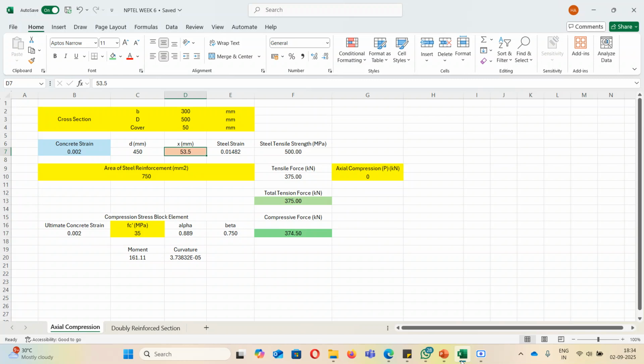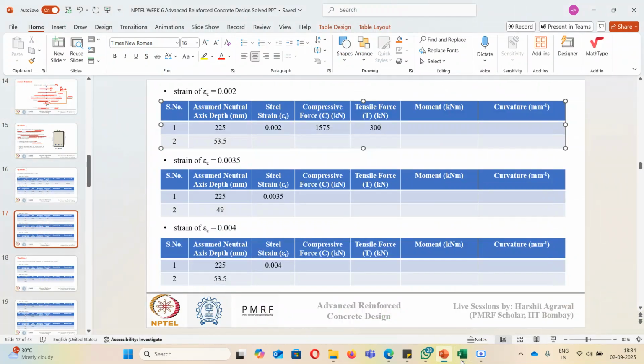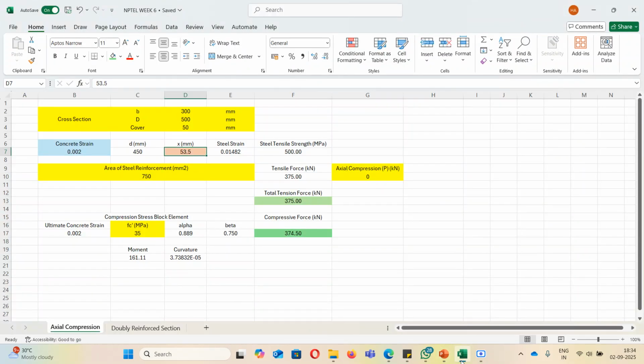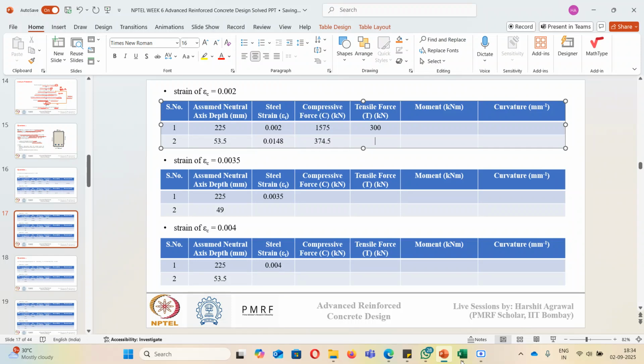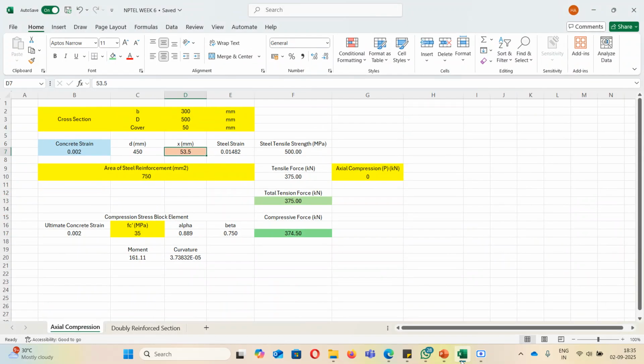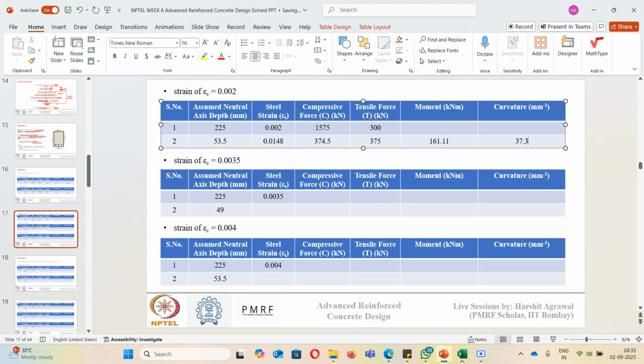Okay, and at this depth the strain in steel is 0.0148. This means since this is more than 0.0025, the steel is yielding. Compression force is 374.5, tension force is 375, and the moment is 161.11. Curvature is 37.3 into 10 to the power minus 6.